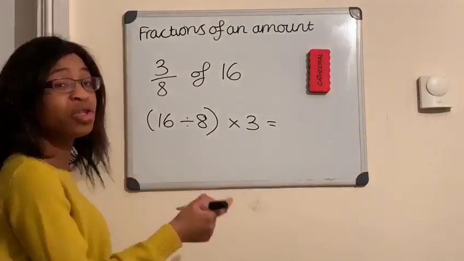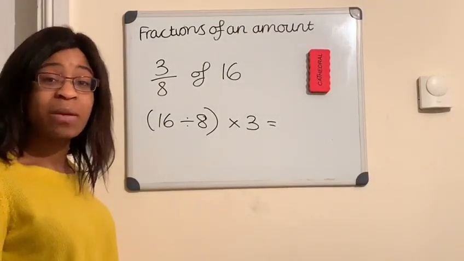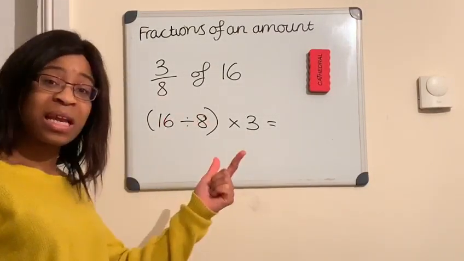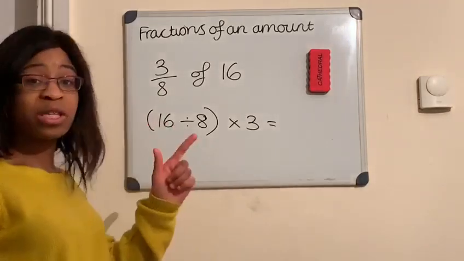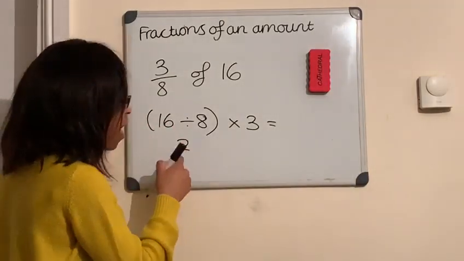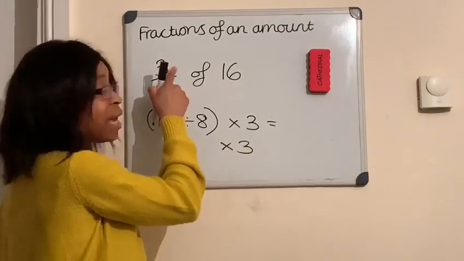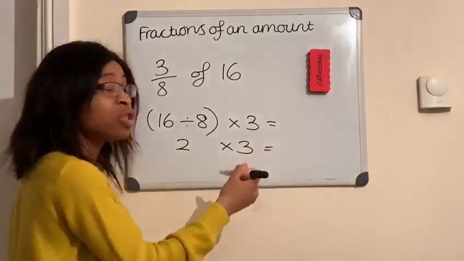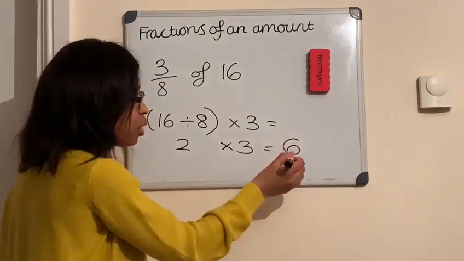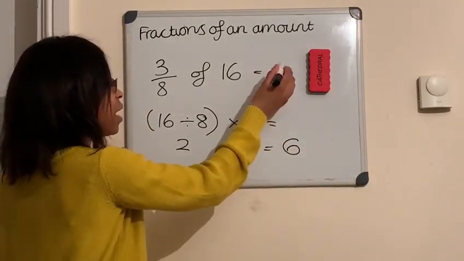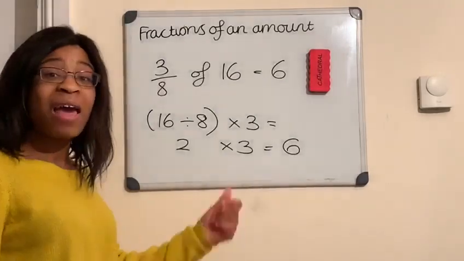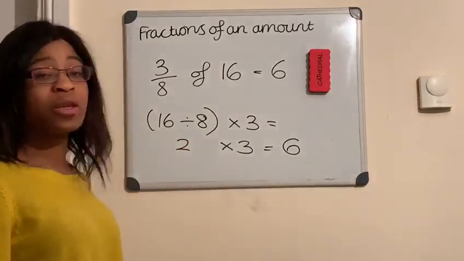That comes to 2. Because if I count my 8 times table, 8, 16, that's the next one, so it's 2 times. And then that is what I'm now multiplying by the independent 3, which is the numerator in the fraction. And 2 times 3 is equal to 6. So my answer here is 6, okay? And this is the foundation of fractions of an amount.